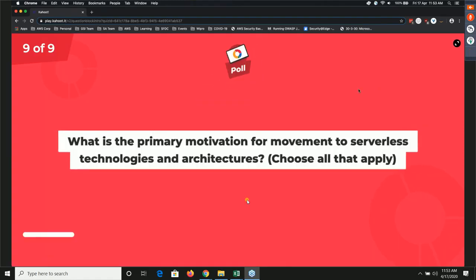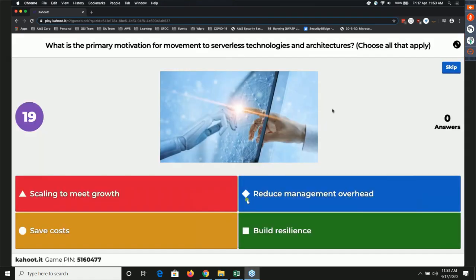All right, one more poll question. If customers are asking, what is their main motivation to move to serverless technologies?